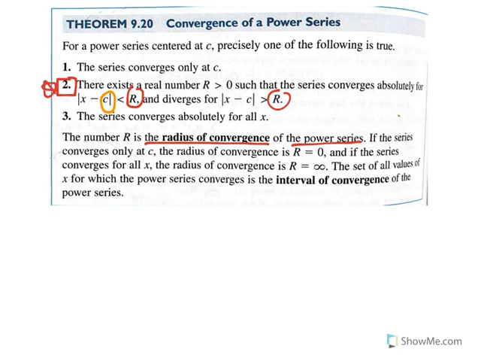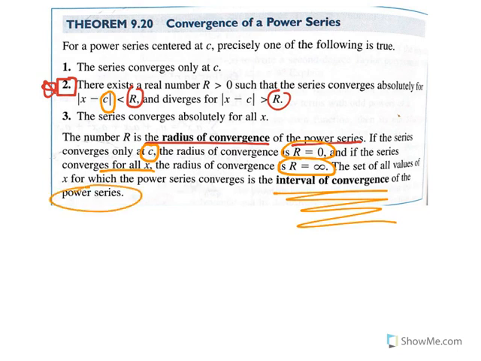If the series converges only at the center, the radius of convergence is 0. And if the series converges for all x, the radius of convergence is infinity. The set of all values of x for which the power series converges is called the interval of convergence of the power series. And as I said, in this particular case, you also have to check for convergence of the power series at the endpoints of the interval.